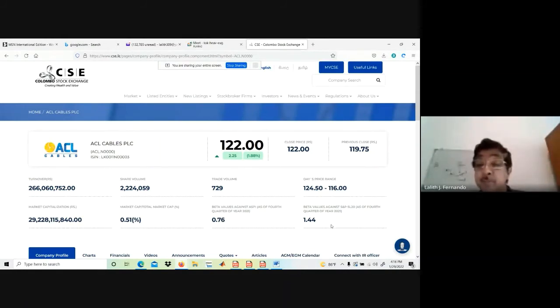There you see, with regard to the SPI, the beta value is 0.76, and against S&P it is 1.44. So, right, now I am just asking you a question. What comment can you make on this? What type of comment can you make on this?